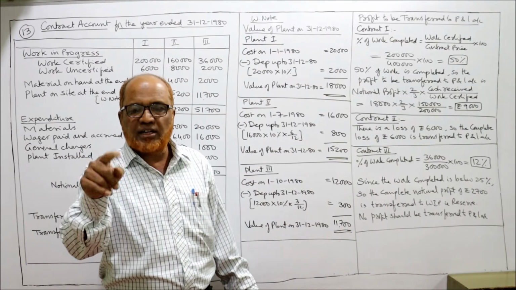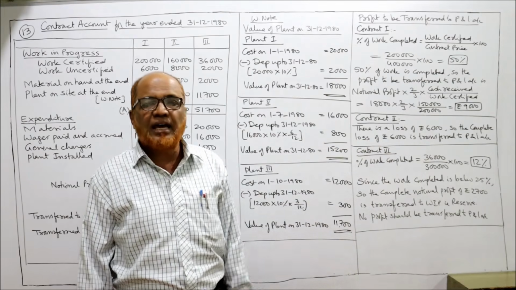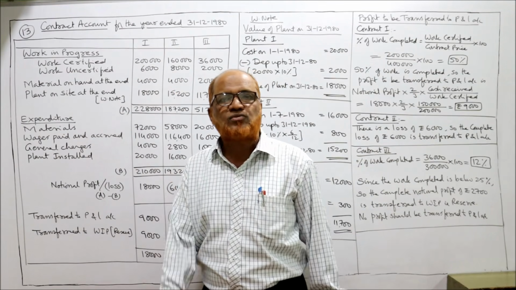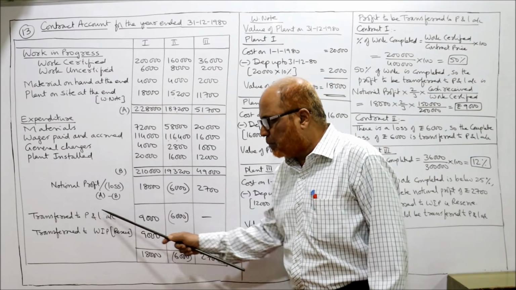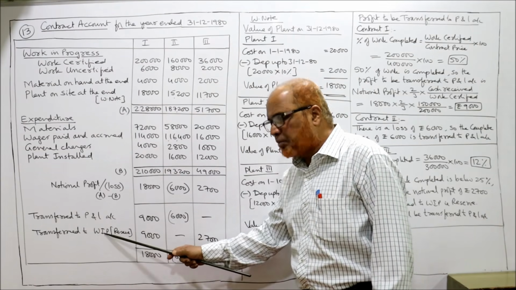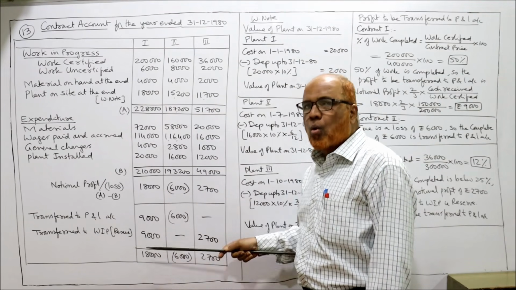For the first contract in the problem, it is given cash received 1,50,000 by 2 lakh. So 9,000 rupees is the profit to be transferred to P&L account. Out of 18,000, 9,000 rupees is transferred to P&L account. The remaining 9,000 rupees is transferred to WIP reserve. That's all. This is for contract number 1.